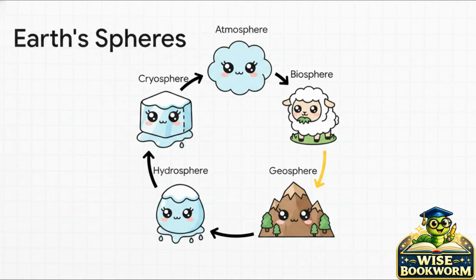You've got the geosphere, which is the solid rocks and soil like the Deccan Plateau, the hydrosphere, containing all liquid water like the Ganga-Brahmaputra river system, the cryosphere, our frozen world of Himalayan glaciers and polar ice, the atmosphere, the protective blanket of air we breathe, and of course the biosphere, encompassing all living things from mangrove forests to coral reefs. Now the really fascinating part is how they talk to each other.